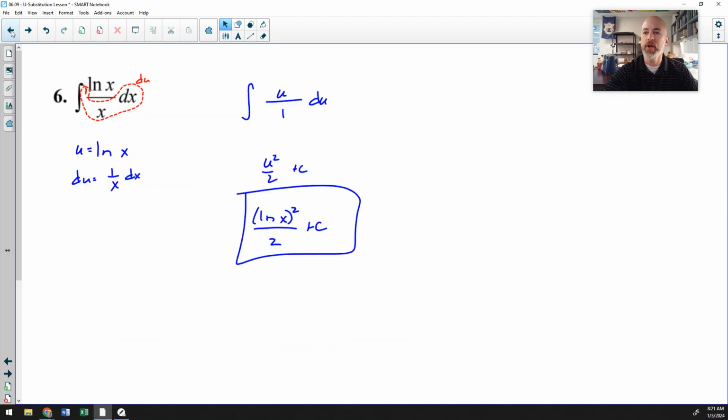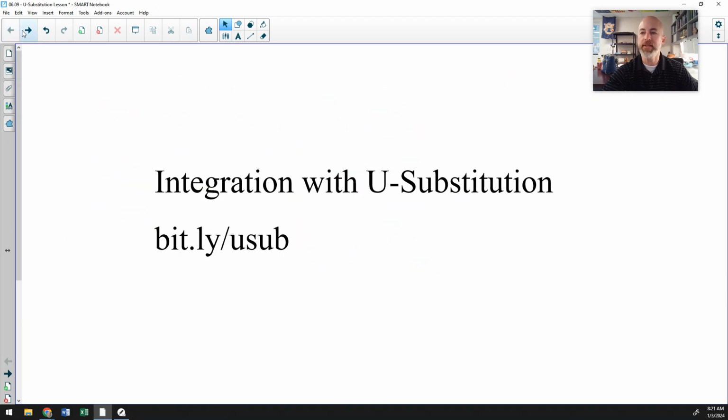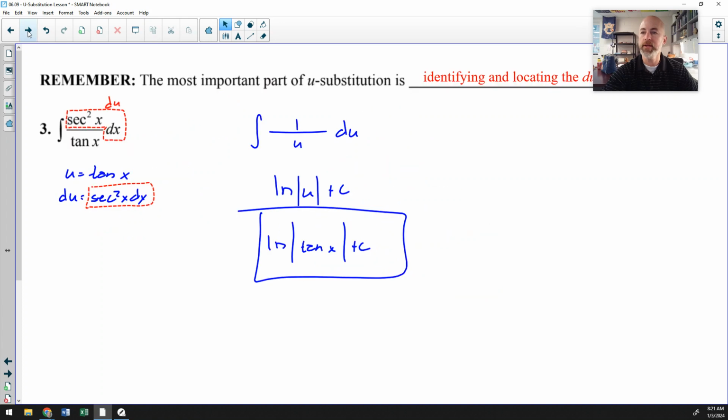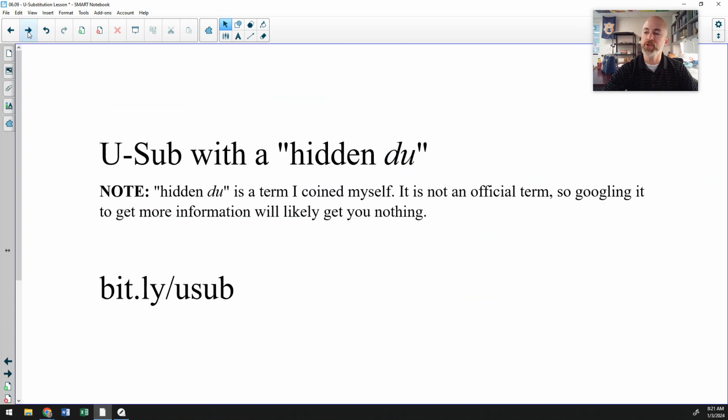And yesterday, I went over some fairly basic U-Substitution examples, and these are the examples that I did yesterday in the first video. And today I'm going to look at a U-substitution problem where your du is a fraction, which can sometimes create what I call the hidden du.